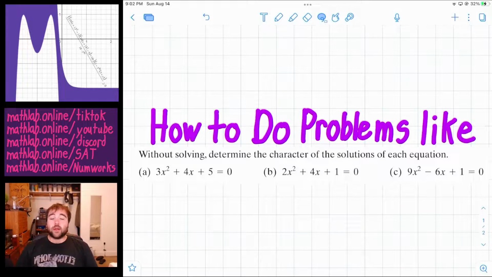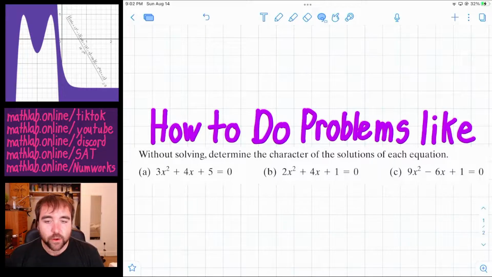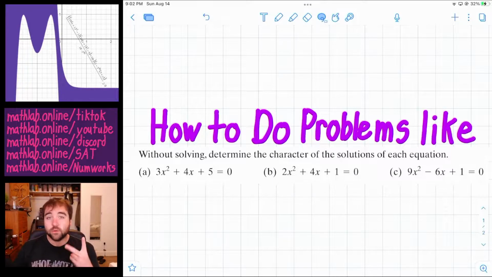This is the type of problem that I didn't take very seriously when I was in class, but is all over the SAT, so it's worth actually talking about. Okay, so without solving, determine the character of the solutions of each equation. What they mean by character is, are there two real solutions? Is there one real solution? Or are there zero real solutions, but two imaginary solutions, two complex solutions? So that's what we're going to do. And let's talk about how you figure that out.